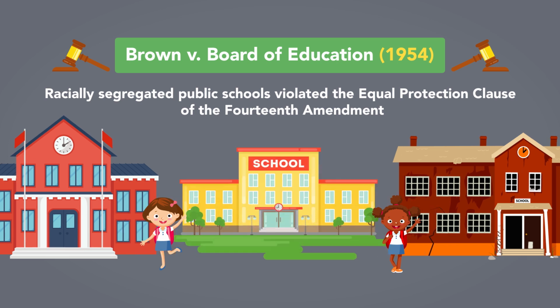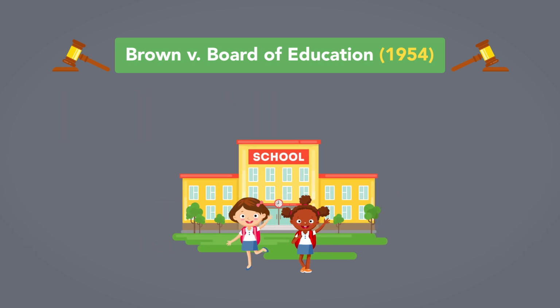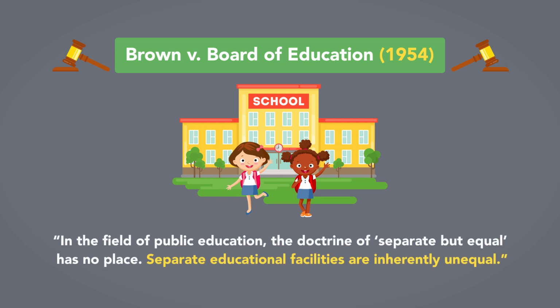of the 14th Amendment. The case did not strike down the entire concept of separate but equal, but did rule that in the field of public education, the doctrine of separate but equal has no place. Separate educational facilities are inherently unequal.